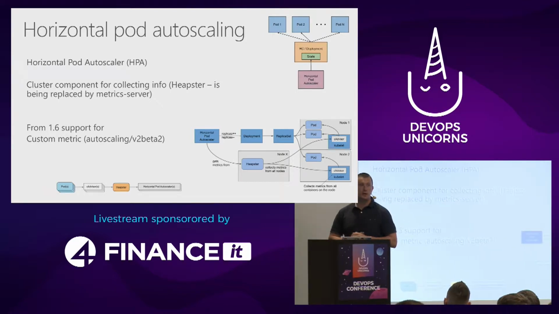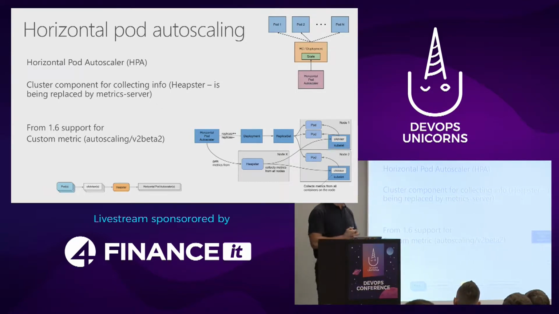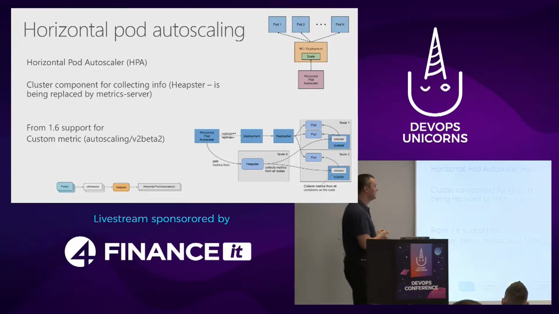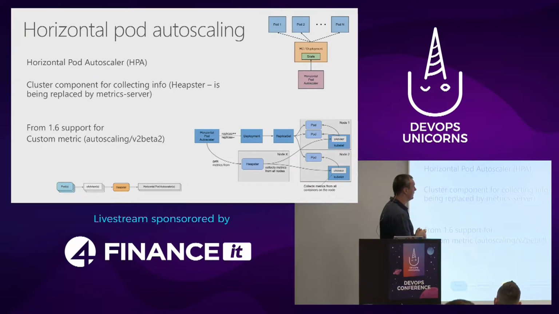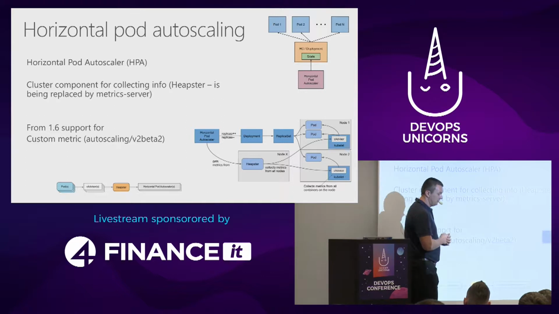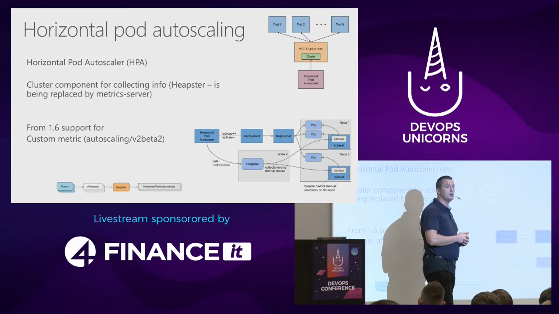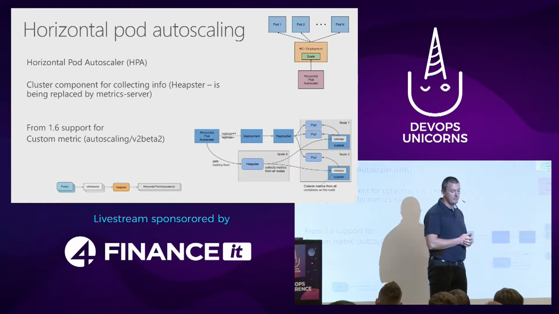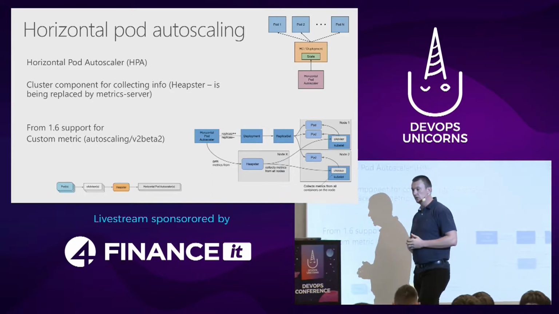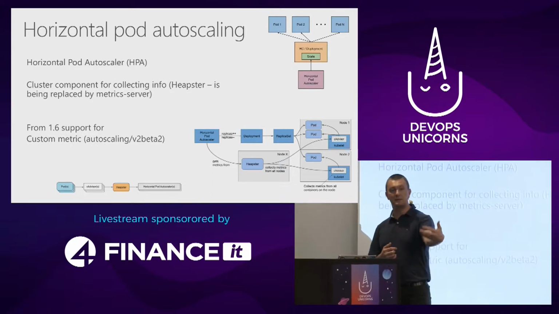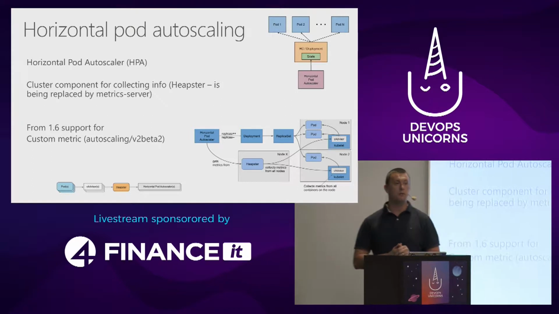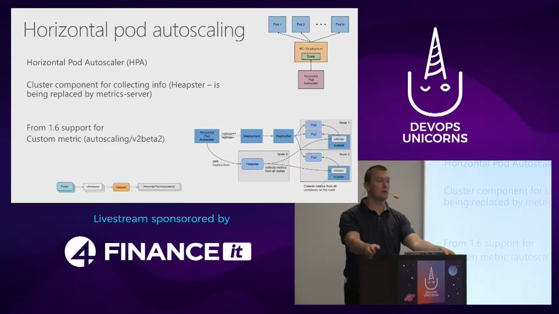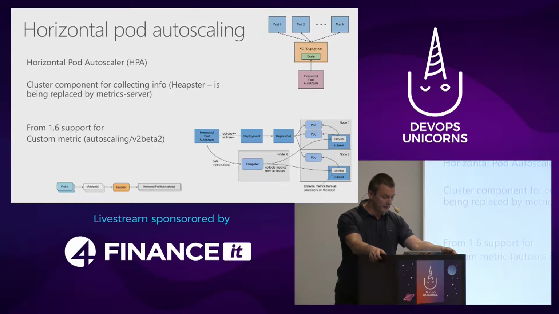Before a certain version, I'm not sure which version, you needed to install this autoscaler as an add-on. But now you have this built in. So the idea of this is that it collects the information from the metrics server behind the scenes. Now, before there was a component which is called Heapster, before version 1.12, I think. Yes, 1.12, yes.